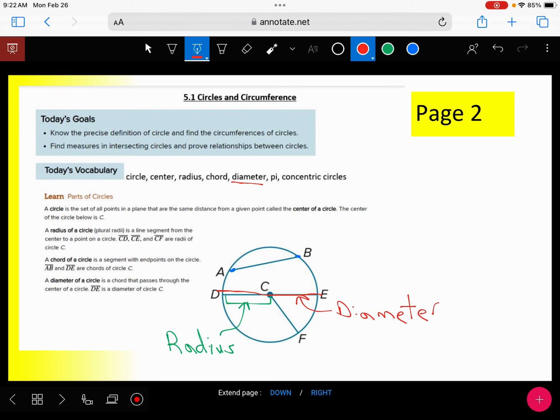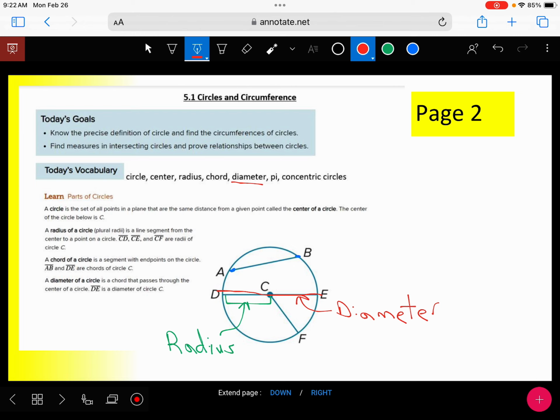Make sure we're labeling our circles. At least label CD as a radius and DE as a diameter. If I said the length of DC or CD, however you want to think about it, that radius was 1 foot, what do we think the length of line segment DE, the diameter, would be? Any ideas? If the radius was 1 foot? 2 feet, yep, exactly. That's going to be a really important fact, and we're going to see that later. The diameter is always double the radius.